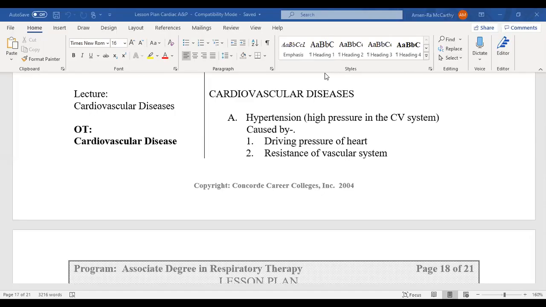But right here, left side diseases: hypertension, cardiac pulmonary edema, CHF, and MI. What's an MI? Myocardial infarction, AKA heart attack.